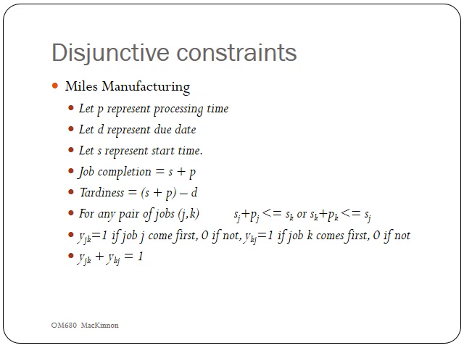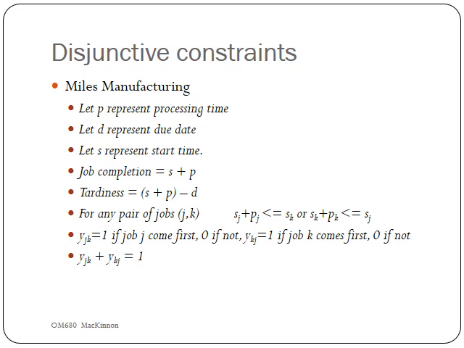Okay, so let's take a look at this algebraically. And again, this one is complex. You may have to go through this 3 or 4 times even to get your head around it. Okay? P is the processing time for each job. D is the due date. And let's say that S is the start time.